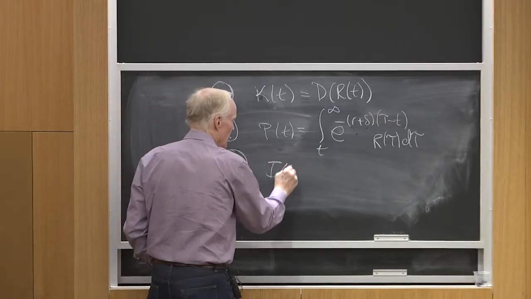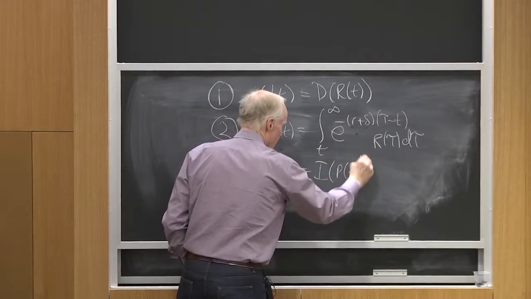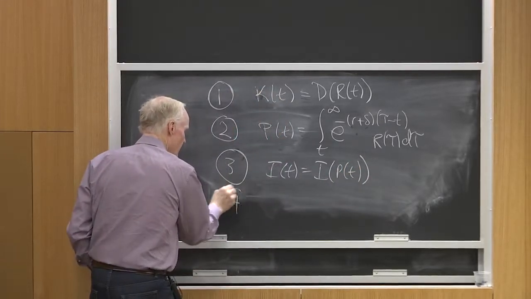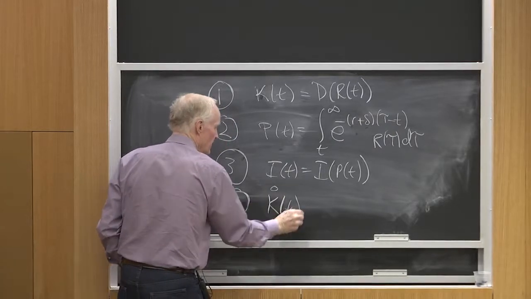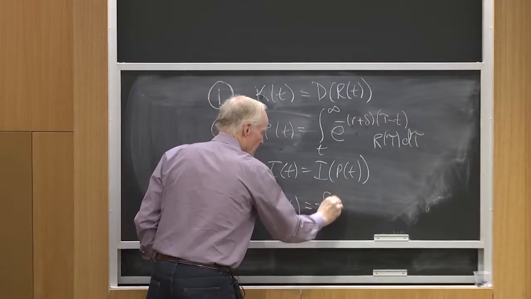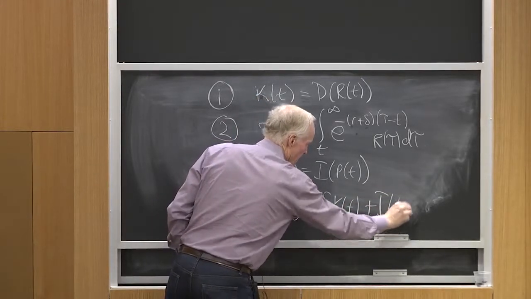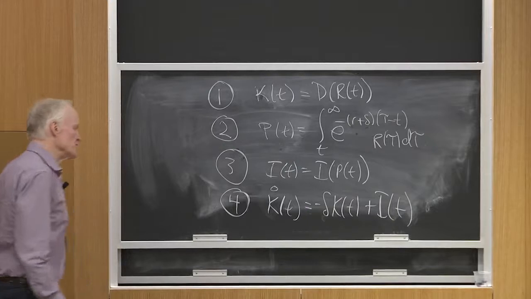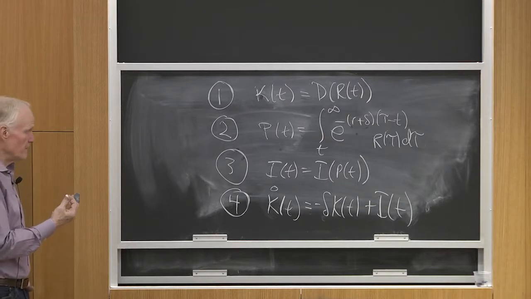Number 3, exact same equation we just had. I of t equals I of p of t. And for k dot of t equals minus delta k of t plus I of t. So those are my 4 equations, okay? They look very much like the equations I had, right? There's not much difference, okay?